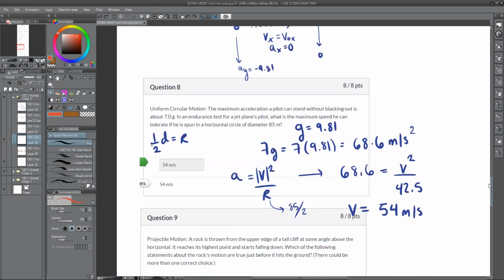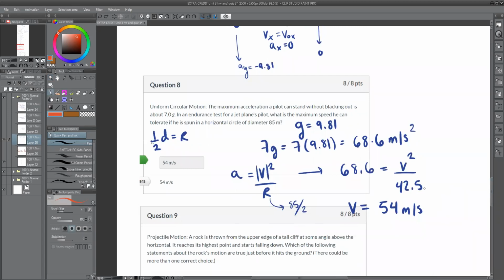Okay, so for this one, for uniform circular motion, the maximum acceleration a pilot can stand without blacking out is about 7g. In an endurance test for a jet plane's pilot, what is the maximum speed he can tolerate if he is spun in a horizontal circle of diameter 85 meters? So this is also pretty simple. What might confuse somebody is this little part, 7g. G is not grams, G is gravity.